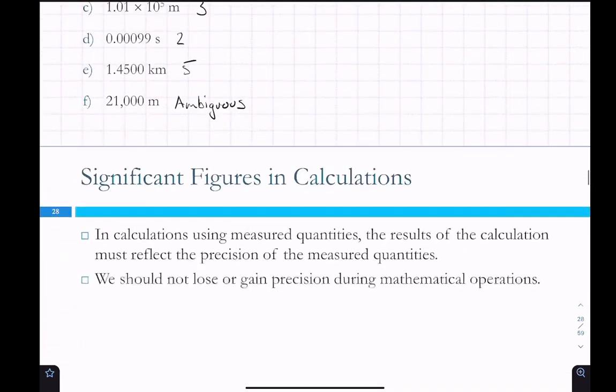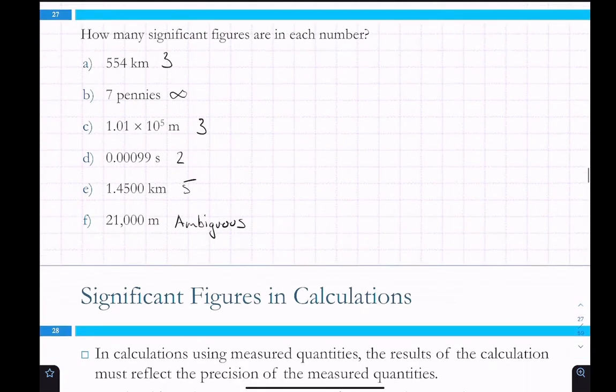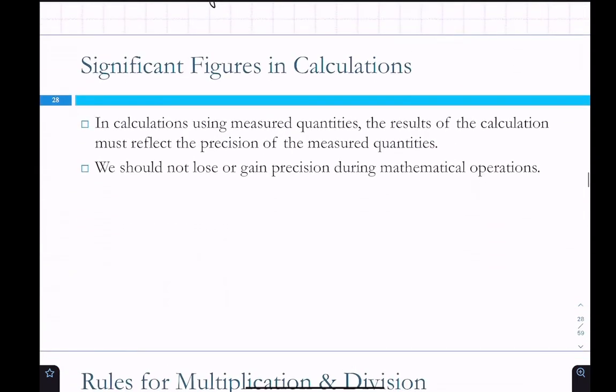Any questions about sig figs so far? No? Okay. All right, so when we're doing calculations, this is where we're starting to combine these sig figs.